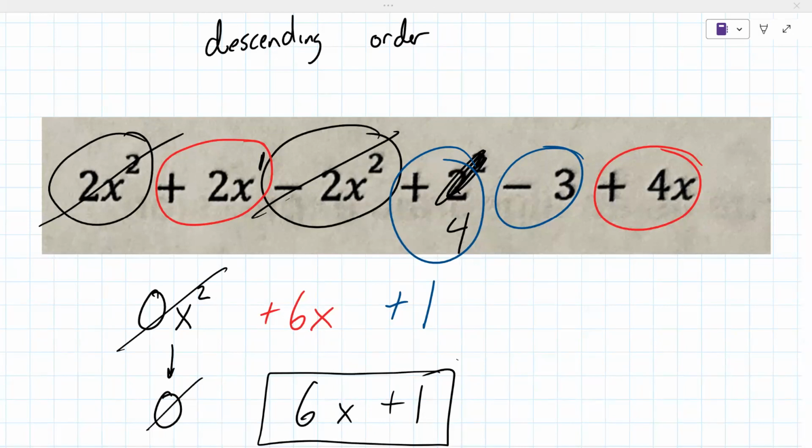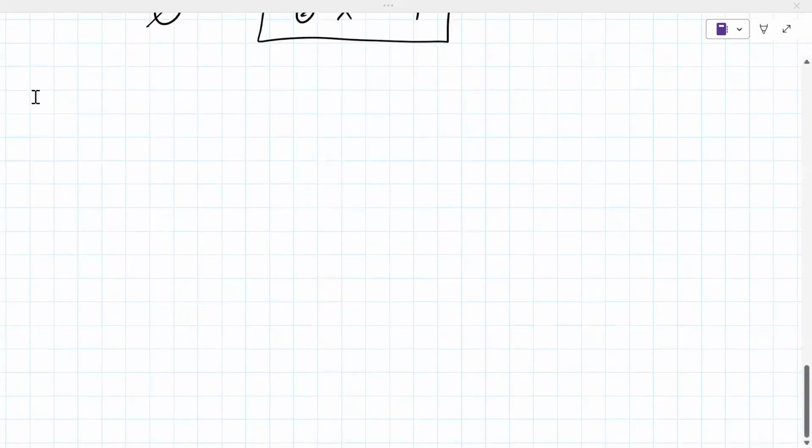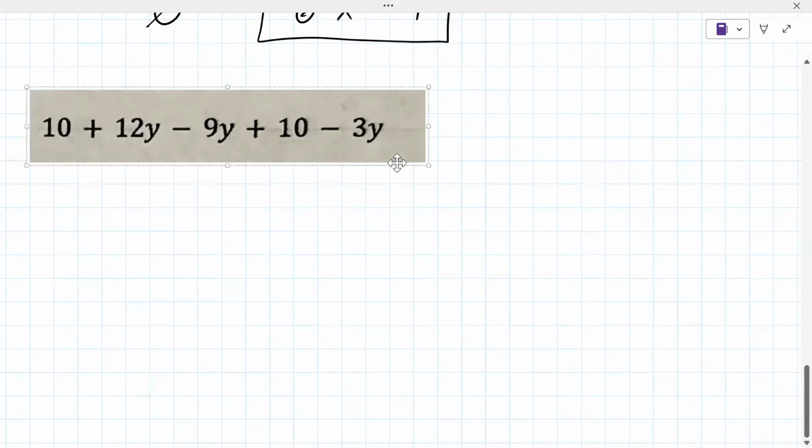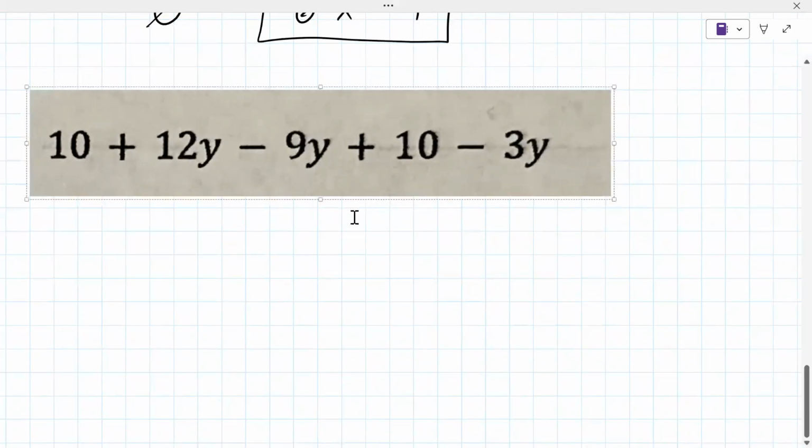All right, so try number 8 here on your own. I think it's actually easier than the ones we've been doing because it's only got one variable, but go ahead and give that a try, please. It is just 20, yeah. Very good.